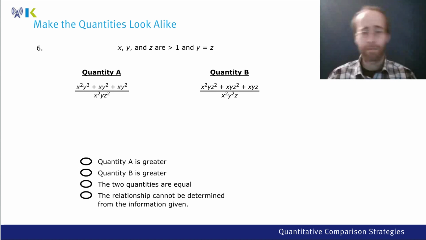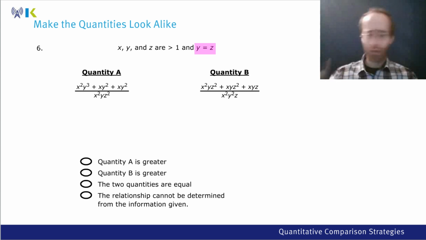So here we have it that y, x, and z are all bigger than 1, but we also have this piece of information: y equals z. Now that's super interesting, because we have y's and z's in quantity A and quantity B, but there's no reason for it, right? What's the point? They're the same value, so I might as well just replace one with the other.